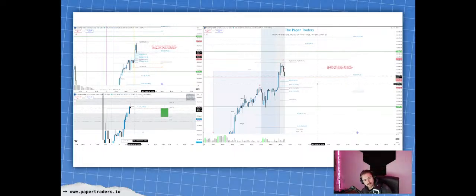4 minutes until market opens up. That's the last candle before market opens up. Let's see what they do out here.